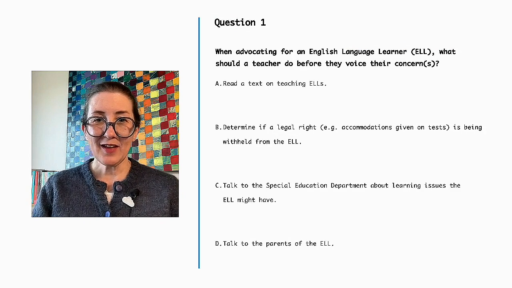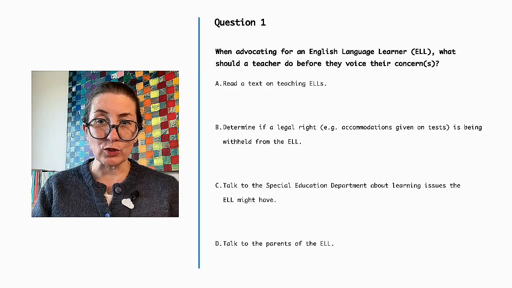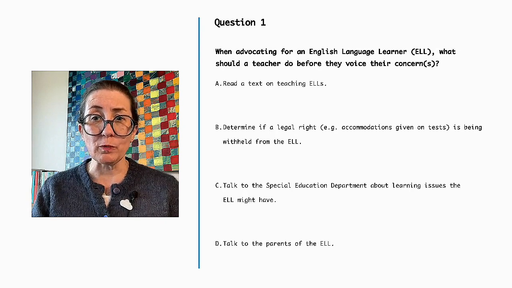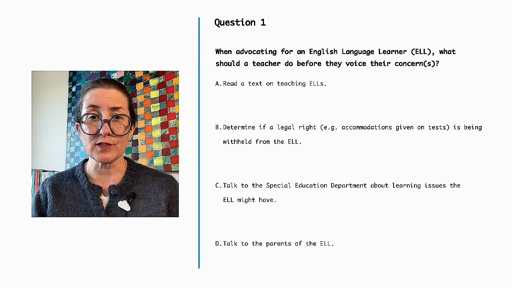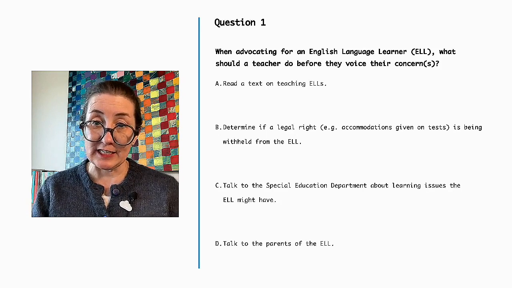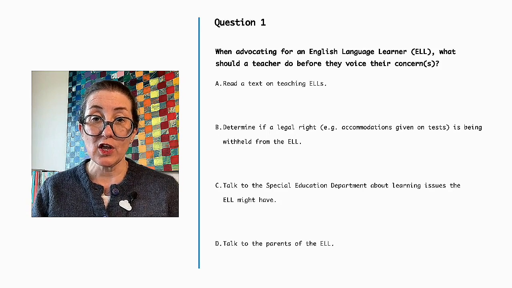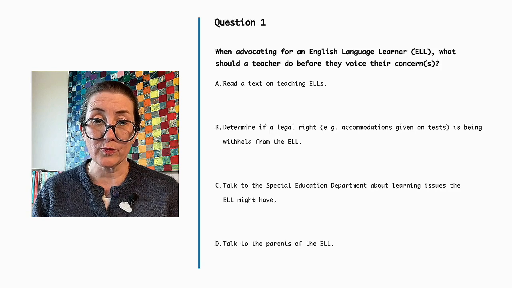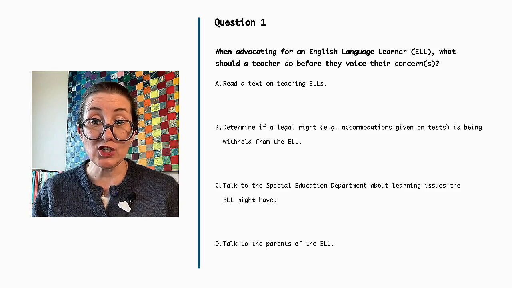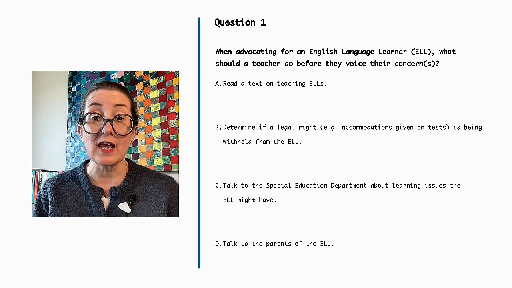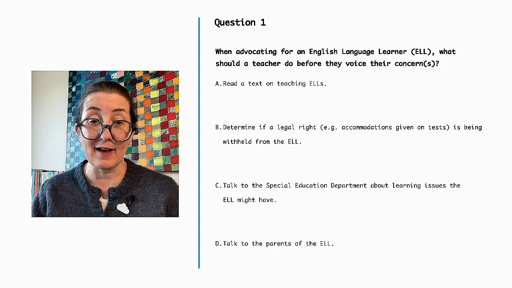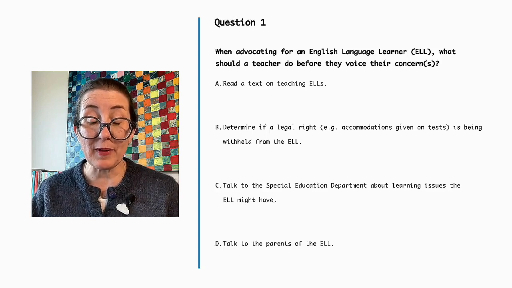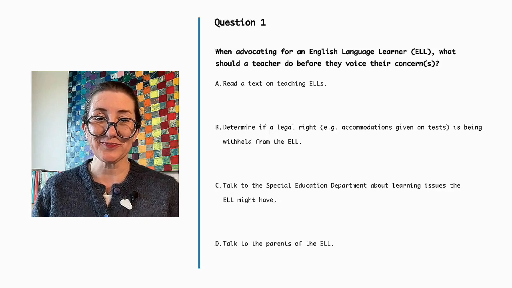Question number 1. When advocating for an English language learner, what should a teacher do before they voice their concerns? A: Read a text on teaching English language learners. B: Determine if a legal right, such as accommodations given on tests, is being withheld from the English language learner. C: Talk to the special education department about learning issues the English language learner might have. Or D: talk to the parents of the English language learner.